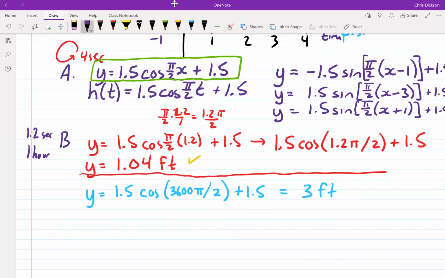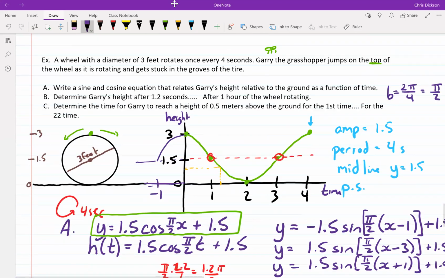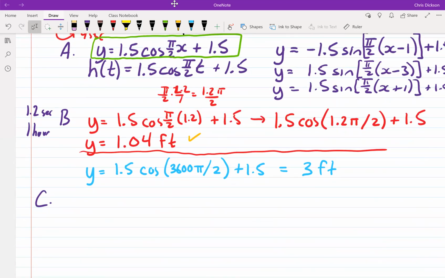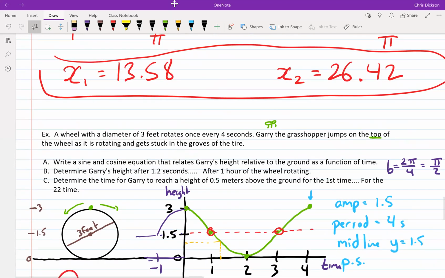Okay, question C. Question C is a bit more complicated. Question C says, determine the time for Gary to reach a height of 0.5 meters above the ground for the first time and for the second time. So I'm going to set up an equation here, and once again using the equation I use in question B. So I want a height of 0.5, right?